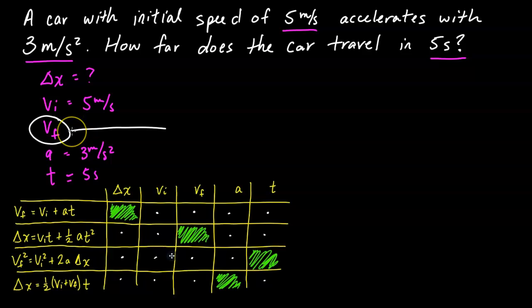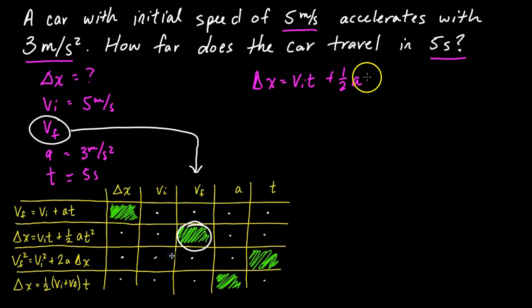So I'm going to go to my chart. I'm going to look down Vf, and I'm going to see that right there, Vf is shaded for the second kinematic equation. So that's the equation I'm going to use. So I'm going to write that down. I'm going to have delta x equals Vit plus 1 over 2 at squared. Now I wrote down the equation.